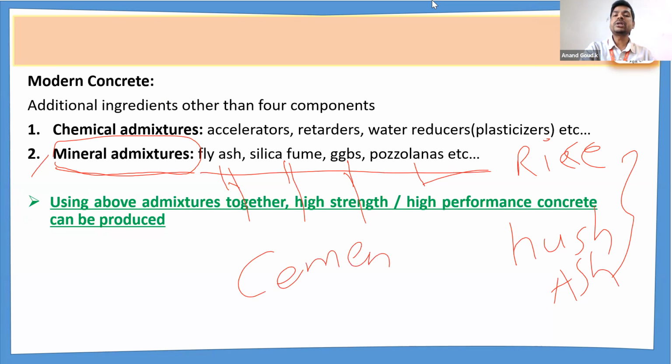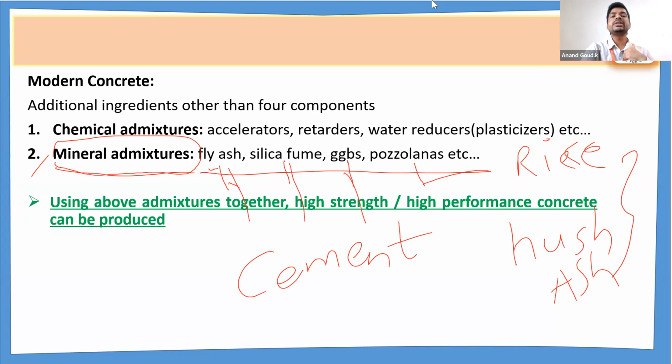Okay, whatever composition is there in cement, the same composition is there in these particular materials also. That means it has binding properties. These materials, fly ash and silica fume, have binding properties with almost the same composition as cement. That is why we use these mineral admixtures in the preparation of concrete, to improve the properties of concrete.